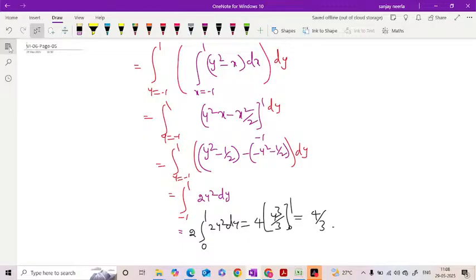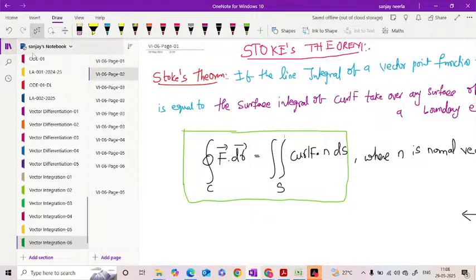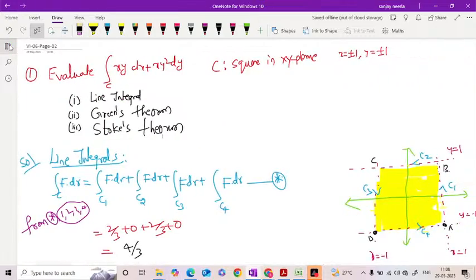So the conclusion is, the line integral we can solve in 3 ways: by using the normal line integral, by using Green's theorem, as well as by using Stokes theorem. Now we will solve one more problem. After that I will stop.